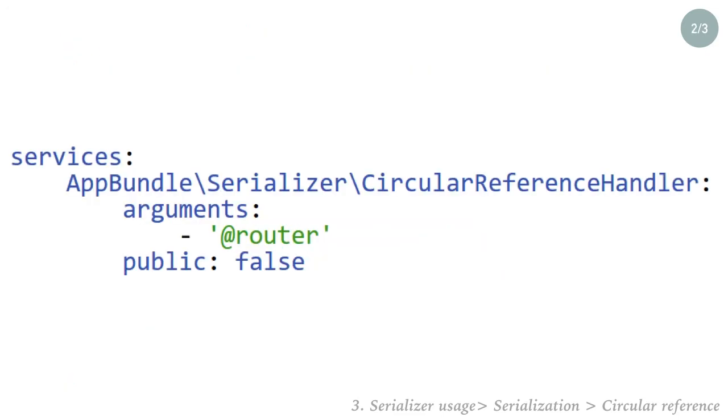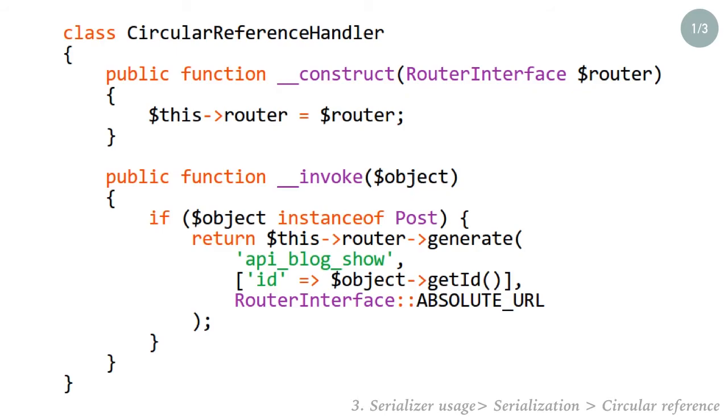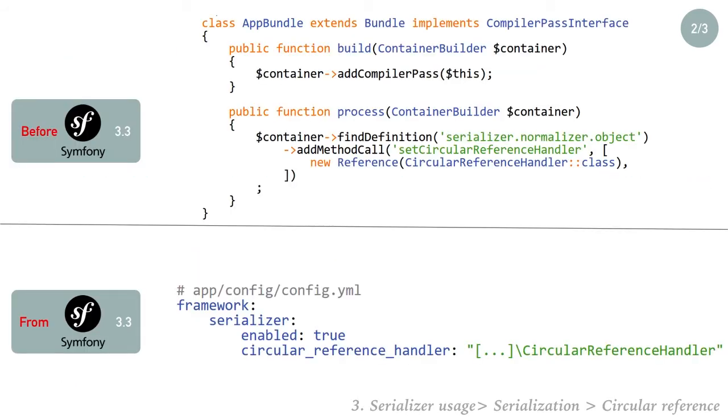The second step you need to do is to register it as a service. Here I'll put some arguments, because I decided to return a URL instead of the object. And you have 2 choices. If you are using Symfony 3.3, it's down there. You have directly the environment variable called circular_reference_handler, and in there you just put the fully qualified name of the class you just implemented before. For my case, it's CircularReferenceHandler. If you are using Symfony before 3.3, you actually have to register a compiler pass.